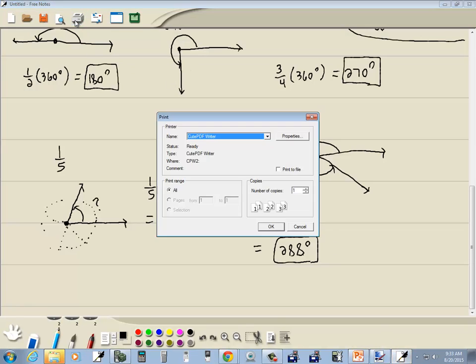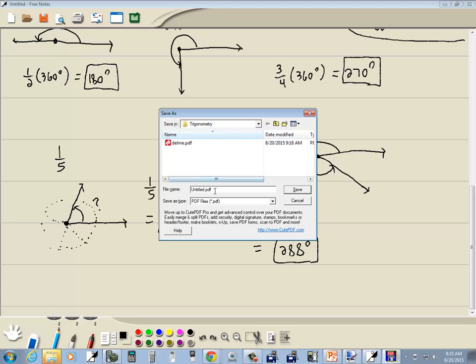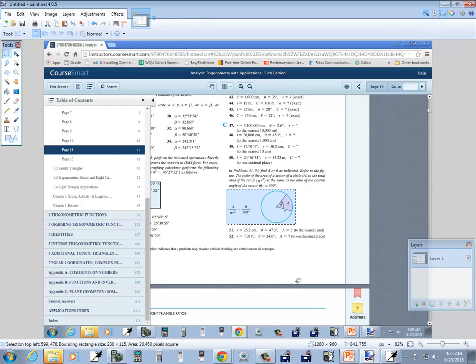Now let me go ahead and save this page. 01.pdf. Okay, there we go.